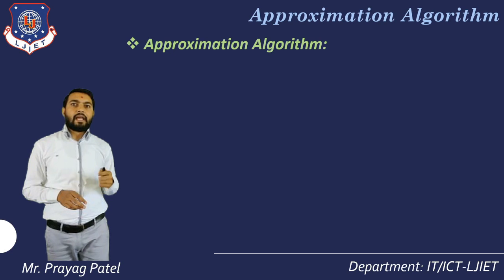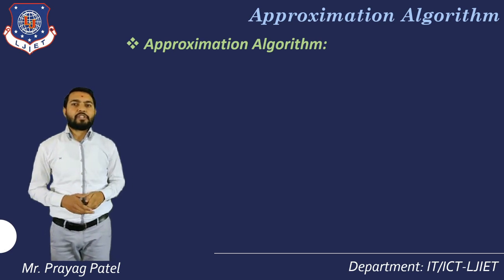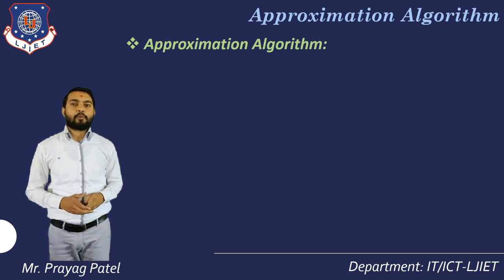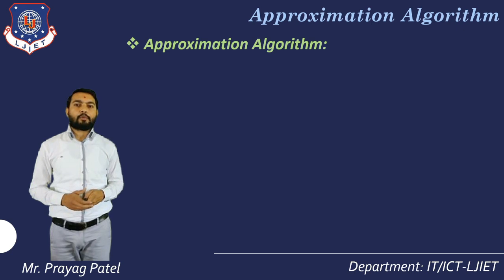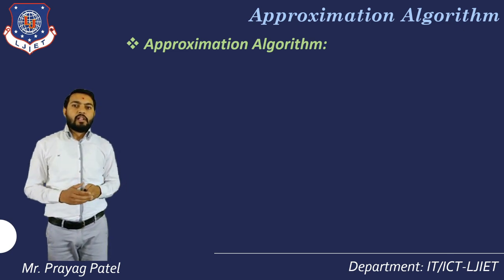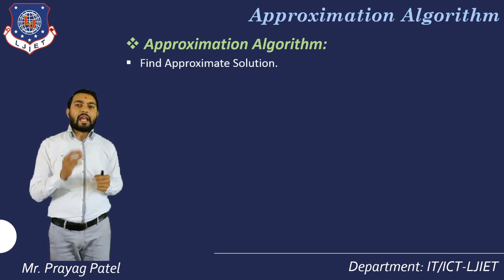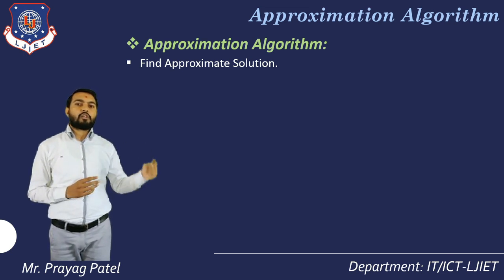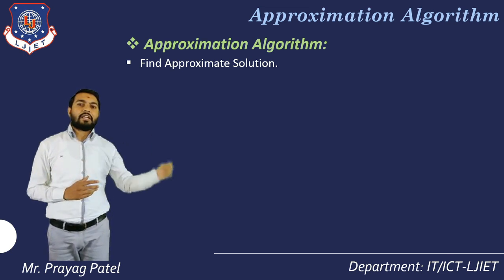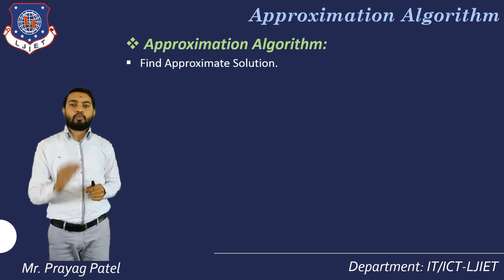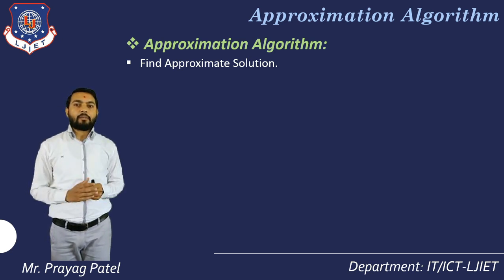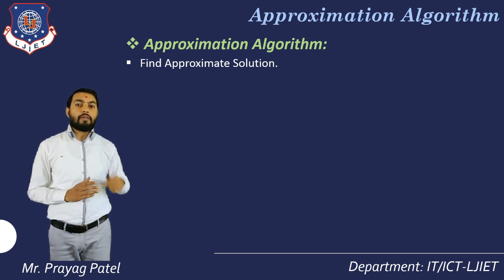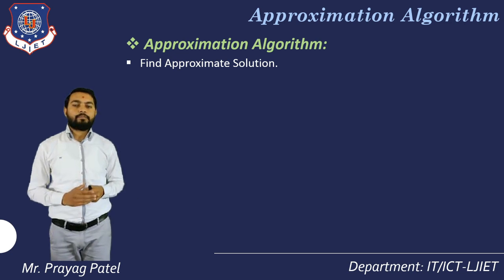Now after that, the next topic is the approximation algorithm. Now what is the approximation algorithm? Why do we require the approximation algorithm? Because for each and every problem we have an actual algorithm. For example, for quick sort we have an actual algorithm. For merge sort we have an actual algorithm. For the traveling salesman problem also we have an actual algorithm. So for each and every problem we have an actual algorithm. So why do we require the approximation algorithm?